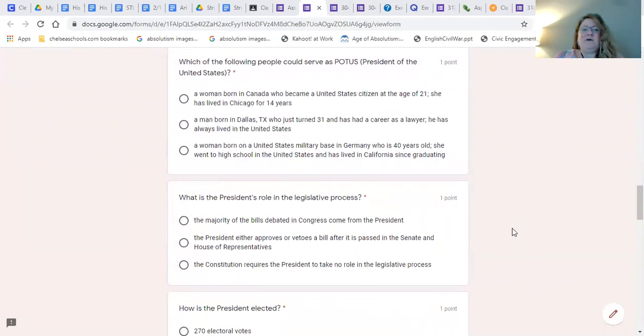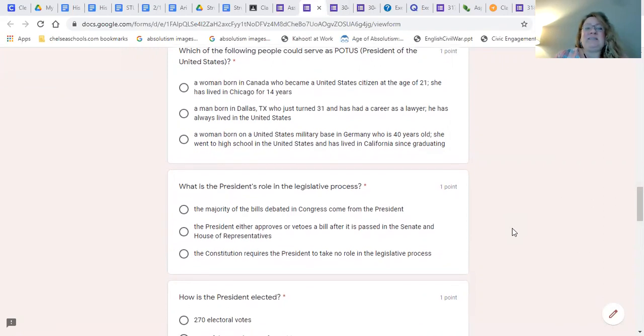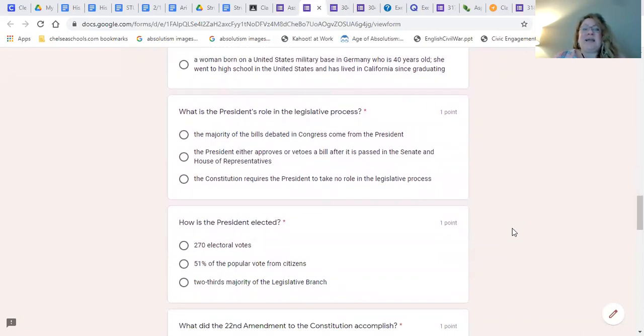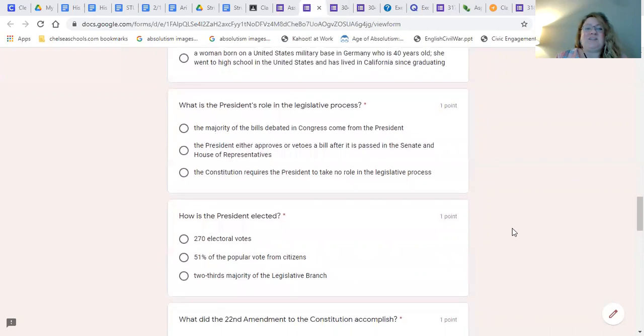Next question. Which of the following people could serve as POTUS, President of the United States? A woman born in Canada who became a United States citizen at the age of 21. She has lived in Chicago for 14 years. A man born in Dallas, Texas, who just turned 31 and has had a career as a lawyer. He has always lived in the United States. A woman born on a United States military base in Germany who is 40 years old. She went to high school in the United States and has lived in California since graduating.